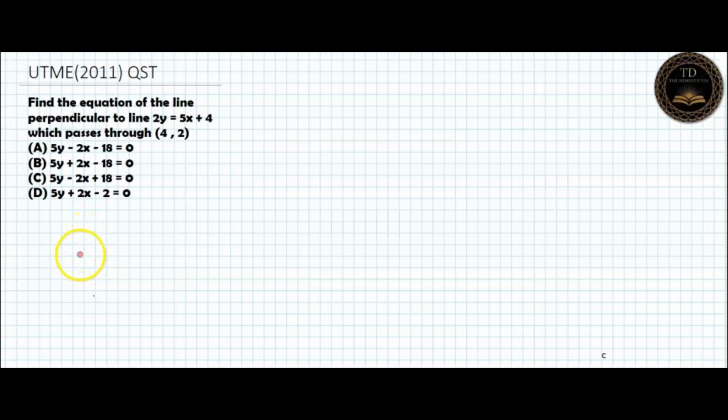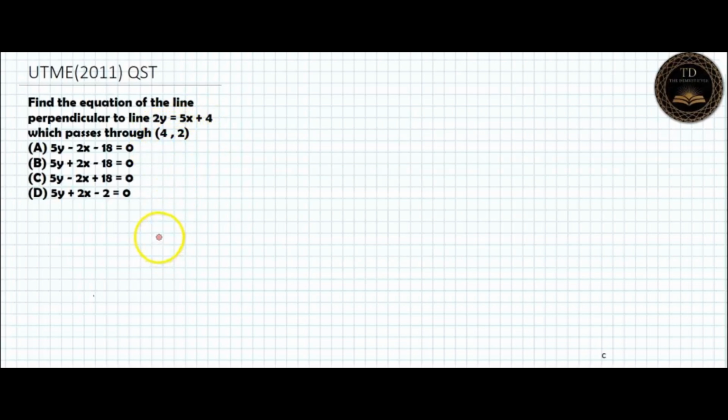Hi, let's demystify this coordinate geometry question from UTME 2011. It says find the equation of the line perpendicular to the line 2y = 5x + 4, which passes through the point (4, 2). So here we're required to find the equation of a line that is perpendicular to this line and passes through this point.